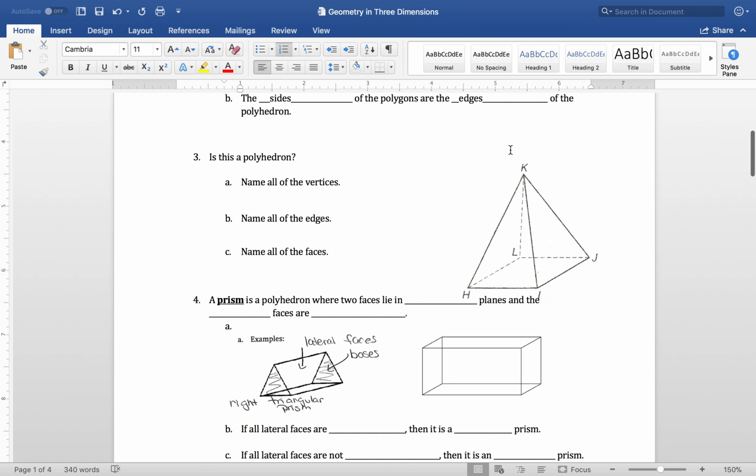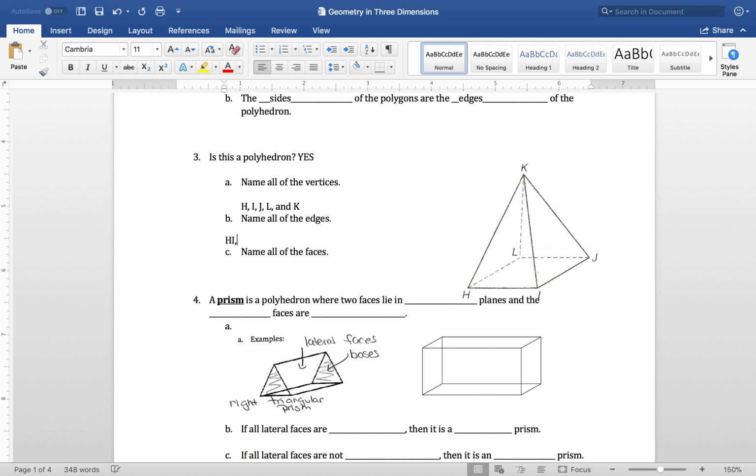Over here to the side, I have a polyhedron. This is a polyhedron because it has polygons as its sides. It has triangles and then a square or rectangle base down here. So this is a polyhedron. The vertices are H, I, J, L, and K up at the top. Has quite a few edges.